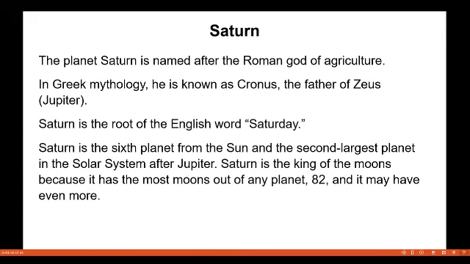Saturn, the planet Saturn is named after the Roman god of agriculture. In Greek mythology, he is known as Cronus, the father of Zeus. Saturn is the root of the English word Saturday. Saturn is the sixth planet from the Sun and the second largest planet in the solar system after Jupiter. Saturn is the king of the moons because it has as many as 82 moons, and there is a possibility that it may have more than 82 moons.